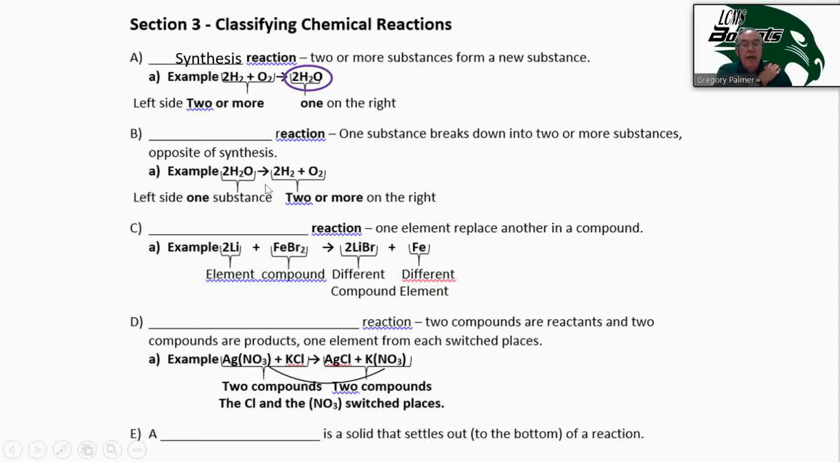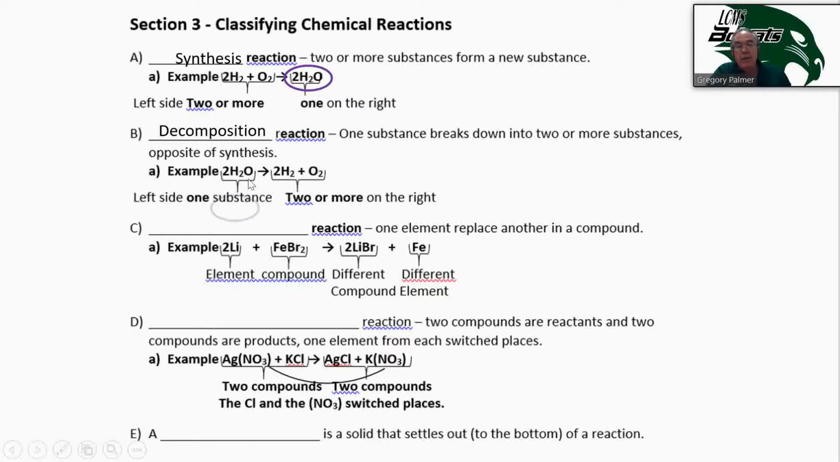Now, when Bill and I ran the electricity through the water and broke it apart into the hydrogen and oxygen, just like last year when you learned the tree dies in the woods and then it breaks apart, that's called decomposition. So when there's one substance on the left side, one reactant, and two or more on the right, it's decomposing. It's breaking down this whole thing, like the tree, into the different parts.